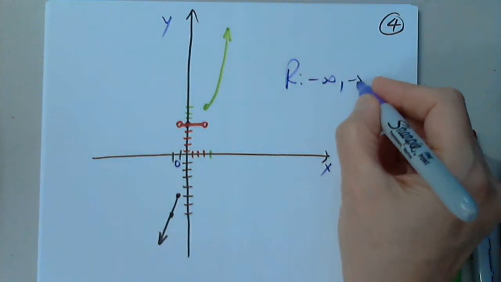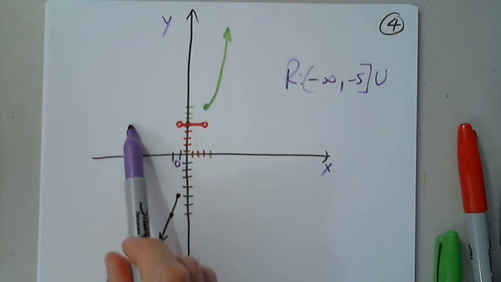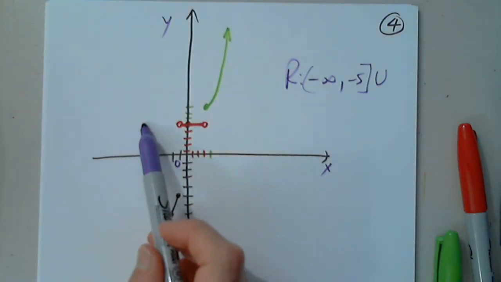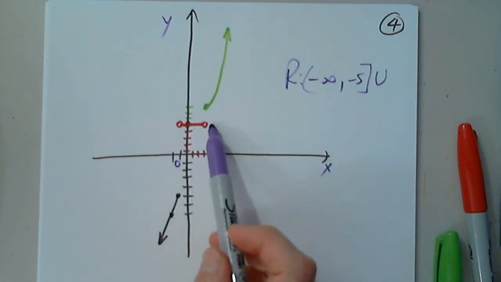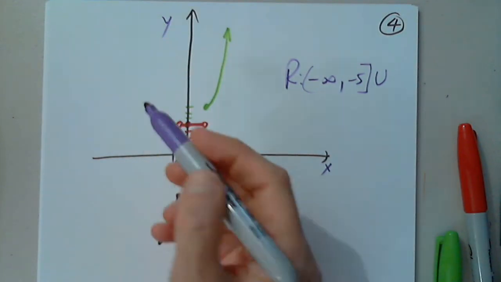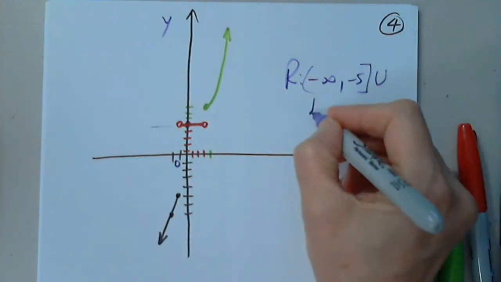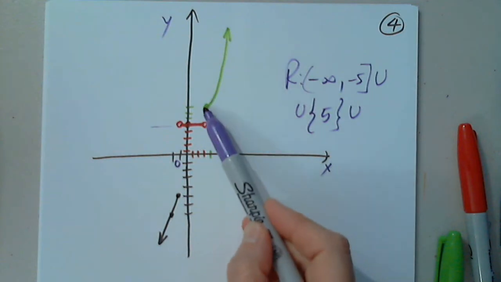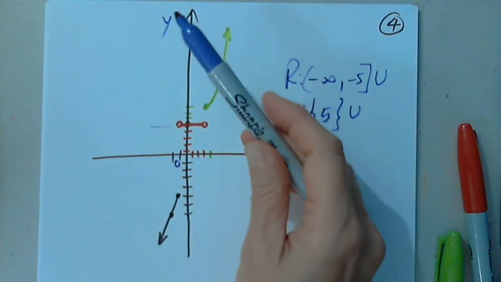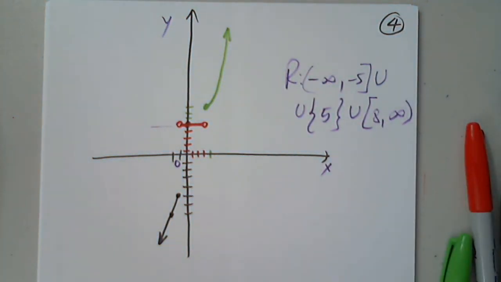Negative infinity to -5, closed, union, from -1, union, just 5. Good, just 5. Union, 8 to infinity. That's it. Good, that's the range.